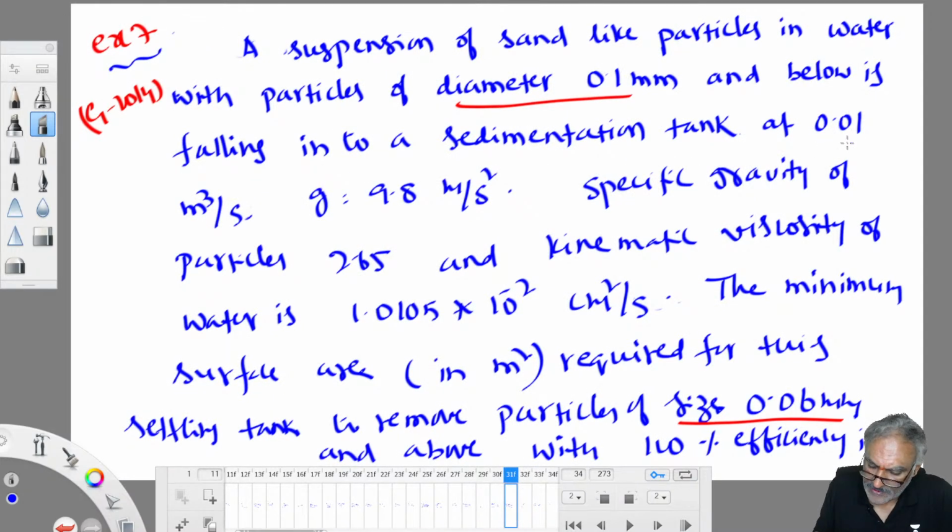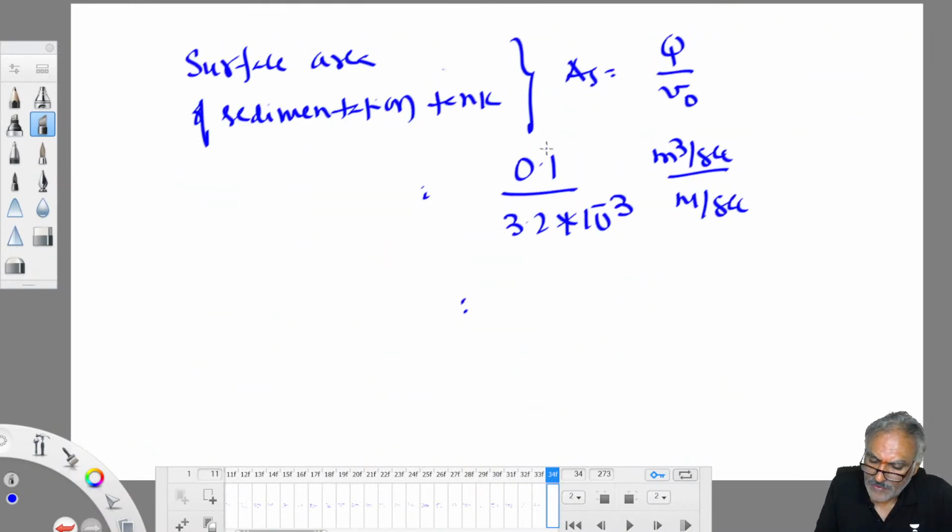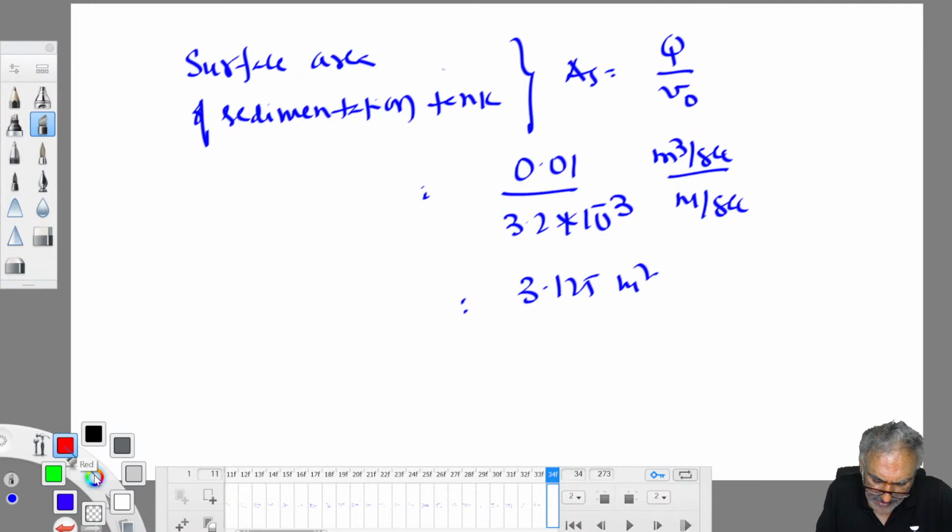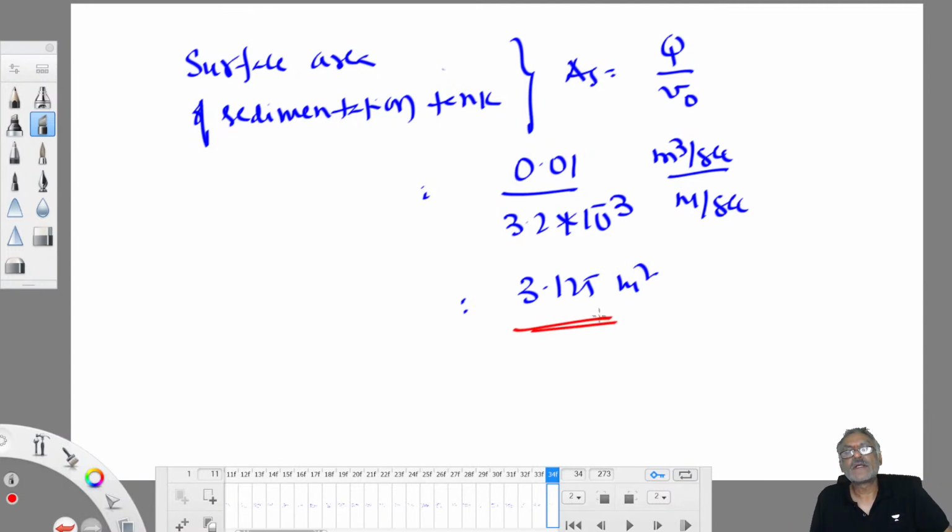Q is 0.1 meter cube per second. So 0.1 by 3.2 into 10 power minus 3. So it is 31.25 meters square. That was the answer for this question. So you are supposed to have a sedimentation tank of surface area 31.25 square meters to capture this particle 100% from water. Understood?